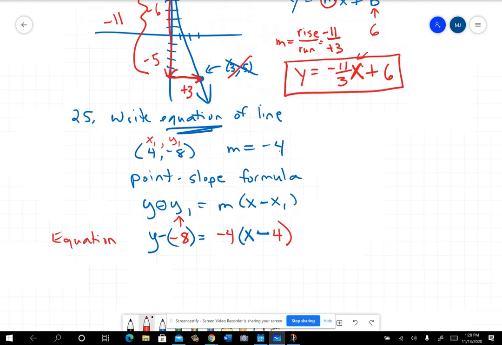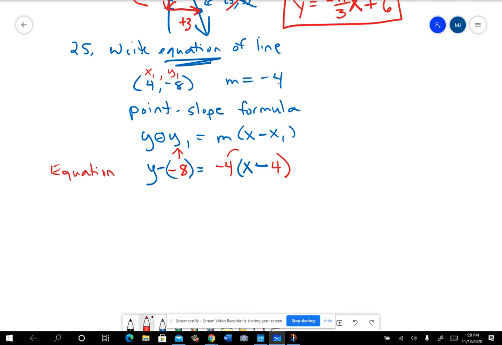So from here down, you're just going to do some cleaning up. You're going to distribute. And when you distribute, make sure you're doing negative times a positive would be negative, and that's 4x. Negative times a negative would be positive. 4 times 4 is 16. Y minus a negative would become y plus 8.